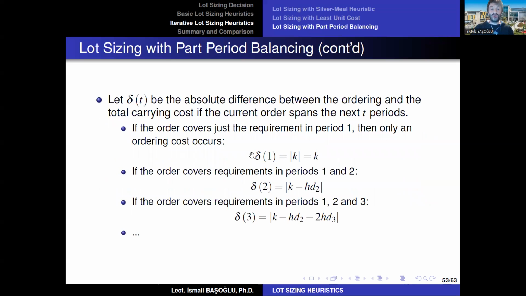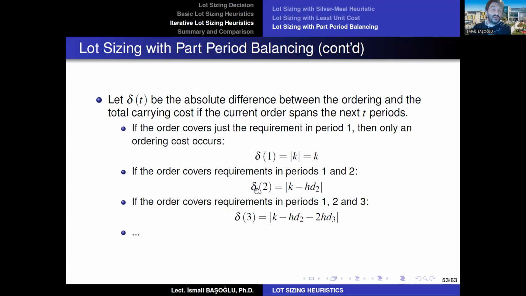So this time we are going to evaluate a function delta, and delta T is the absolute difference between the ordering cost component and the carrying cost component if our order is to span the demand of the next T periods, okay? Now, if my order spans the demand of one period only, then I pay a fixed ordering cost, but I do not pay any carrying cost. So K minus 0 is equal to K. Remember, I'm always checking the absolute value, okay?